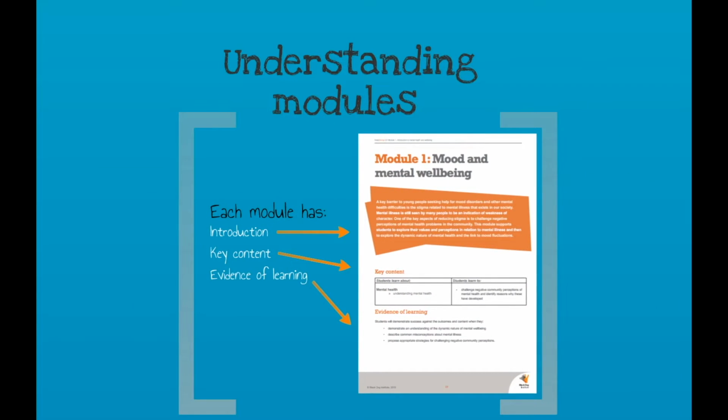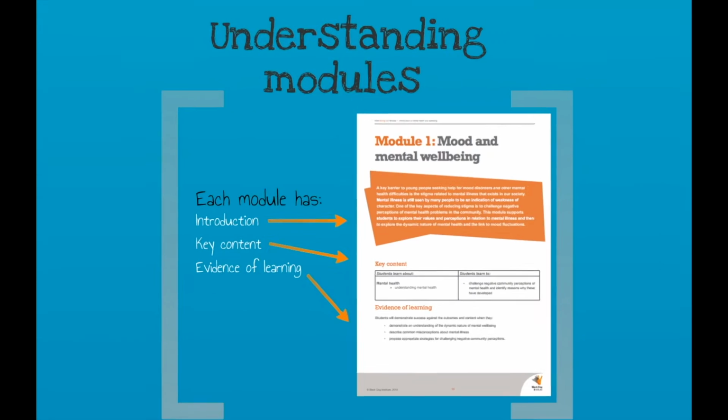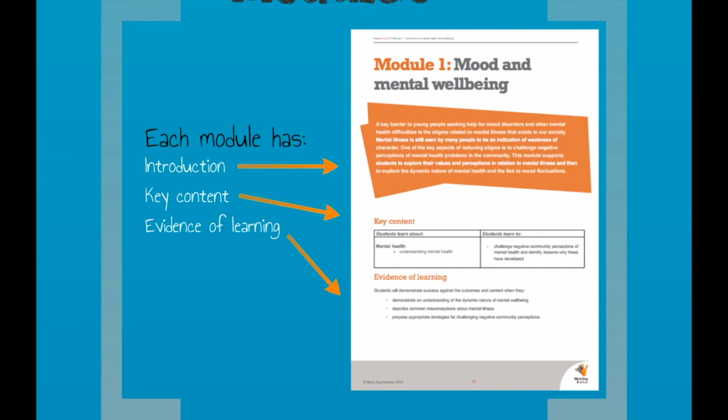Now let's take a brief look at what's included within each module. Each module has an introductory page which includes an introduction, which provides a brief overview of the rationale for learning about the content being covered in the activities, a key content table which outlines the content that will be covered throughout the activities, and finally a summary of what the evidence of learning should look like. This describes what students will demonstrate if they are successfully learning the content and achieving the outcomes.